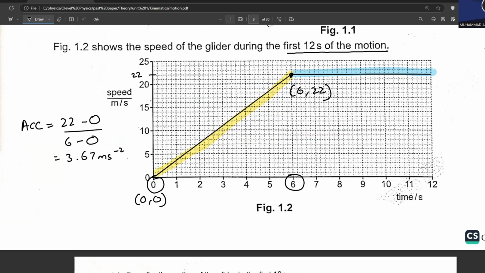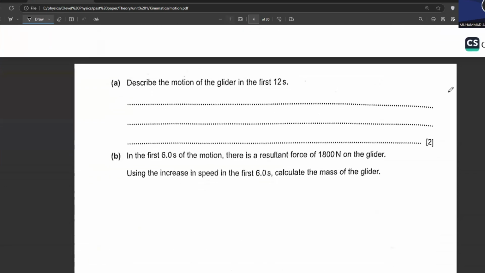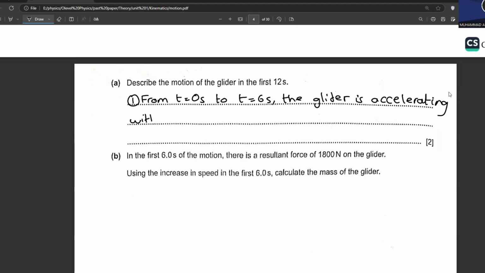So how will you write the first point? You will say, from time t equals 0 seconds to time t equals 6 seconds, the glider is accelerating with an acceleration of 3.67 m/s².